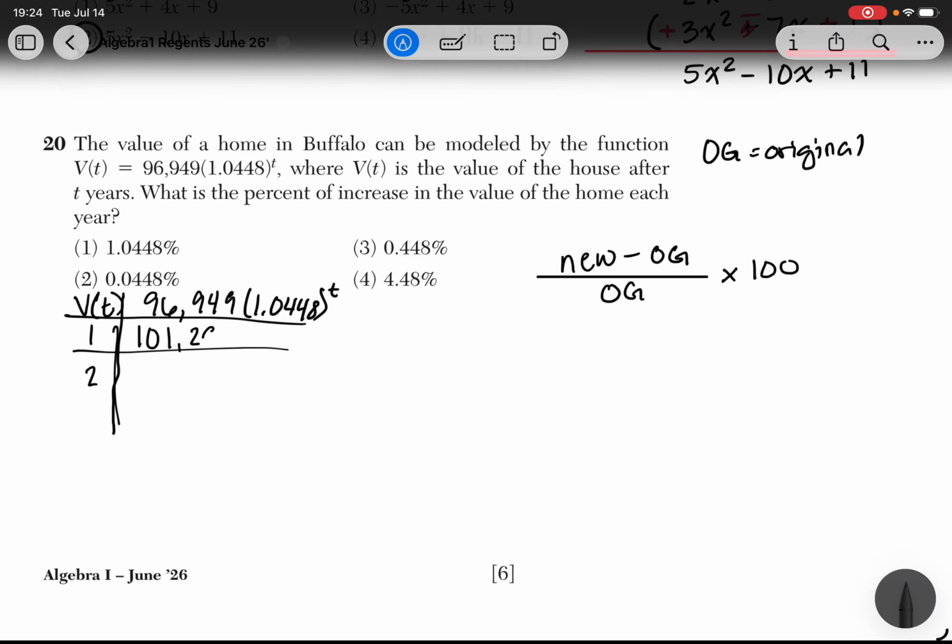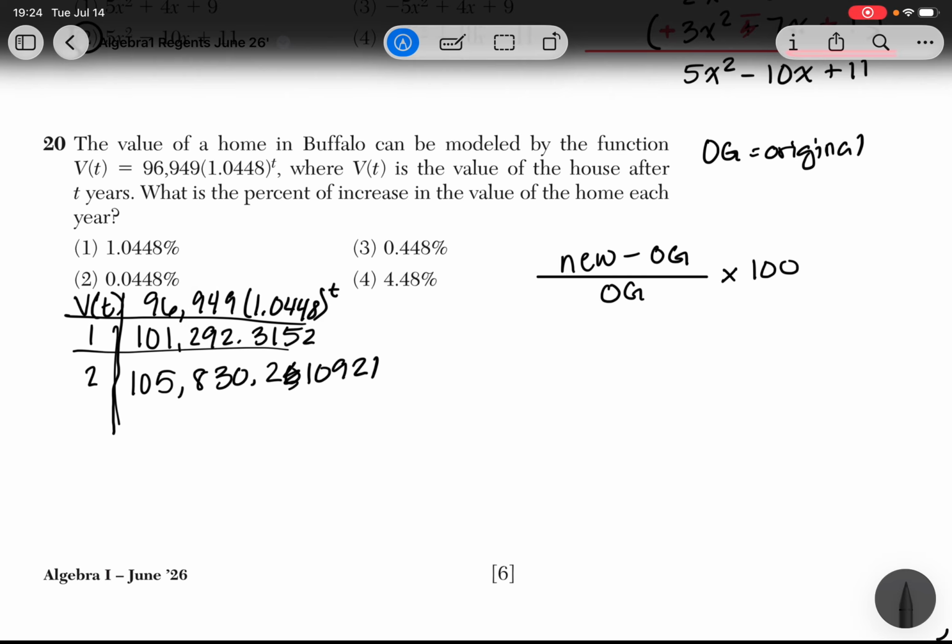and then 292.3152. And then if we were to do the same thing with our new, so plug in 2 for t, you should have something in the realm of 210,921.